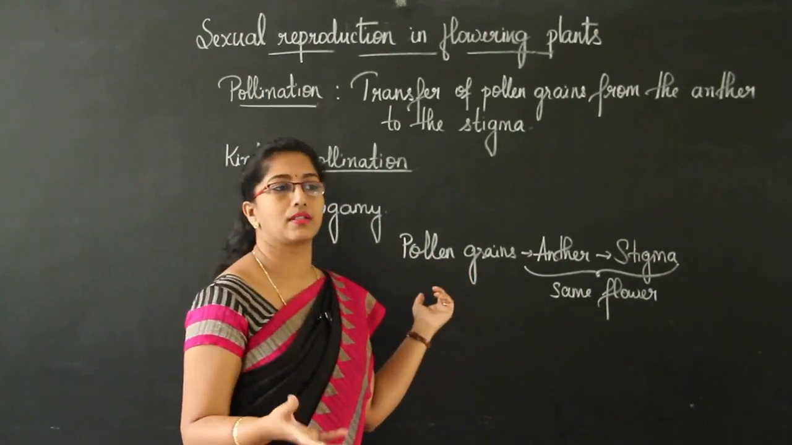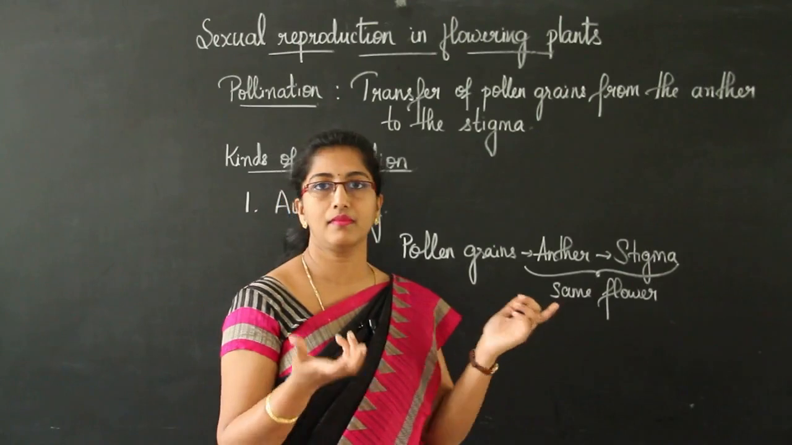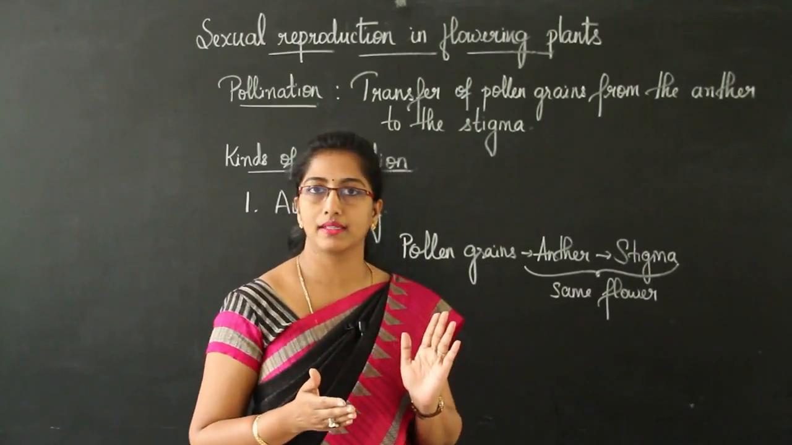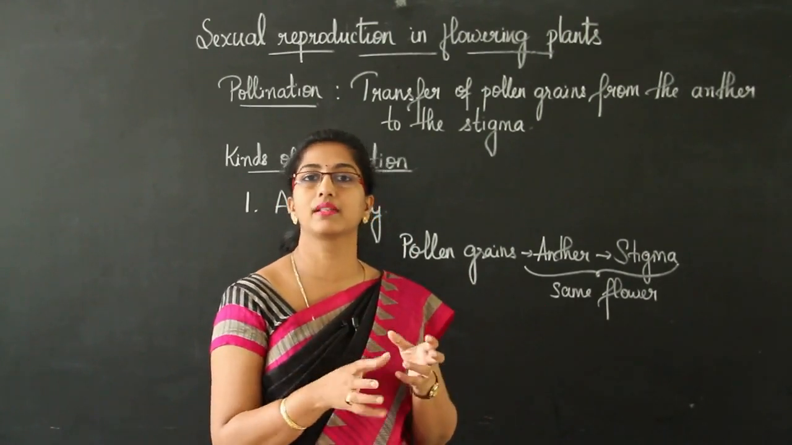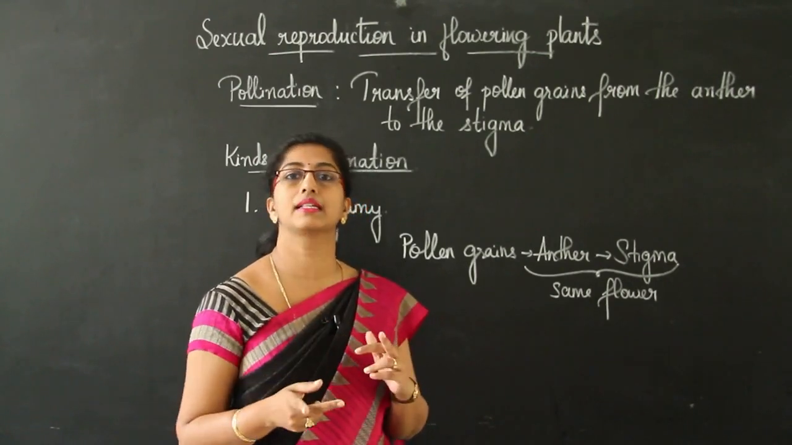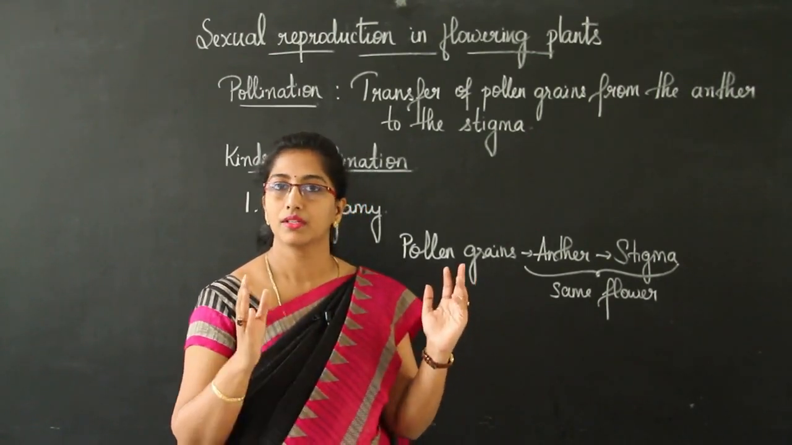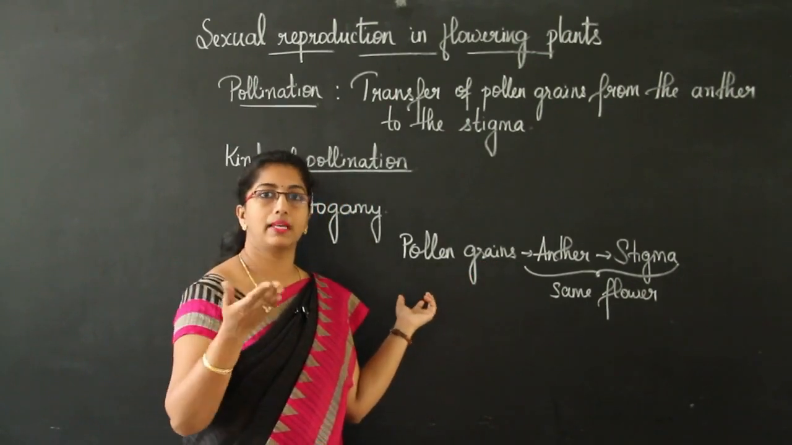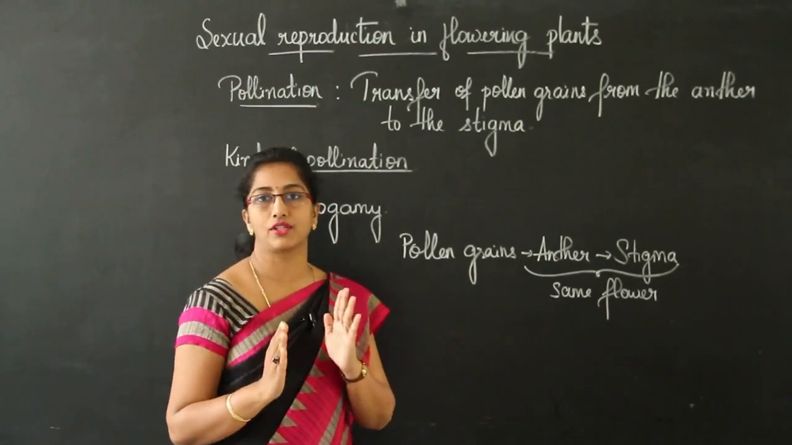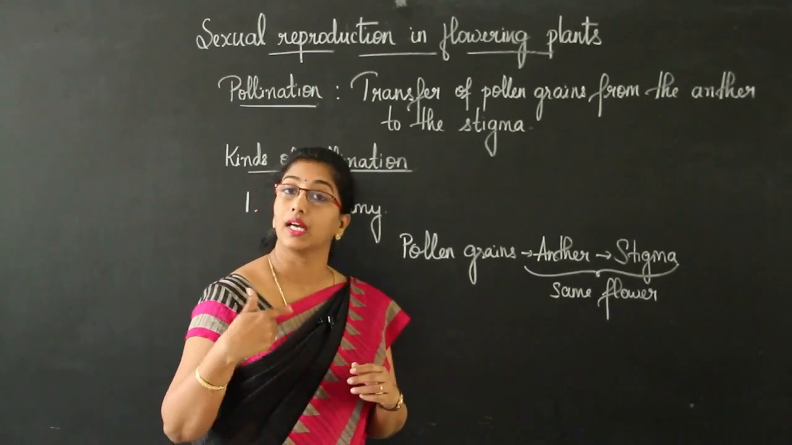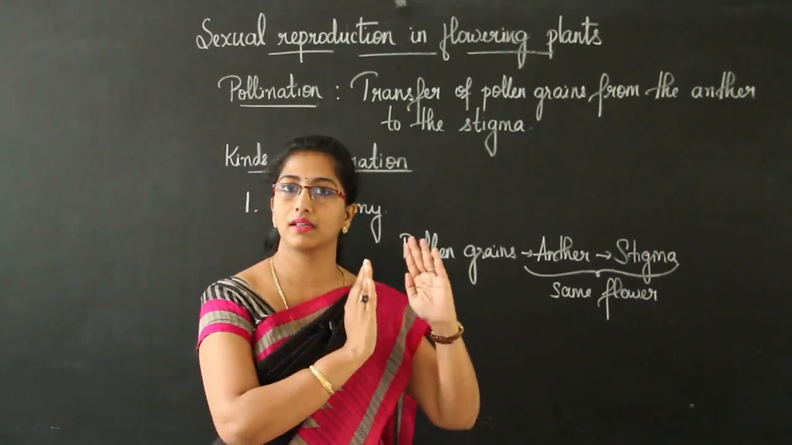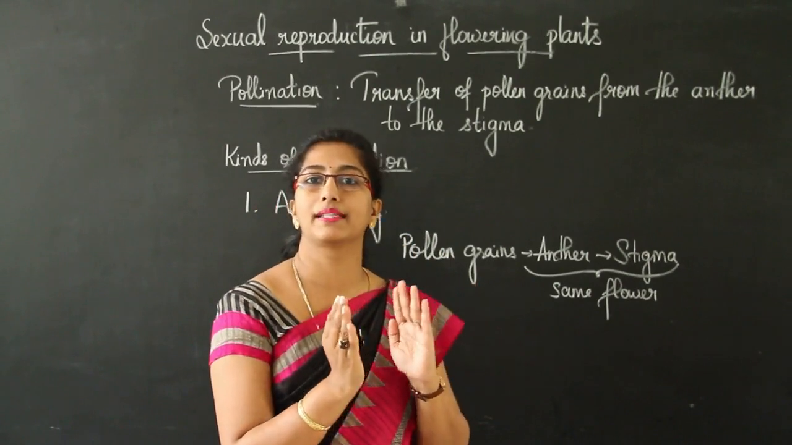Now imagine that even though it's a bisexual flower, the androecium matures first and releases the pollen grains, but at the same time the gynoecium is still immature, or vice versa. If that is the case, autogamy cannot happen. So in a bisexual flower, if autogamy has to happen, the androecium and gynoecium should mature at the same time. That is one thing. Another thing is that the androecium and gynoecium, that is the stamens and the carpels, have to be placed closer to each other.